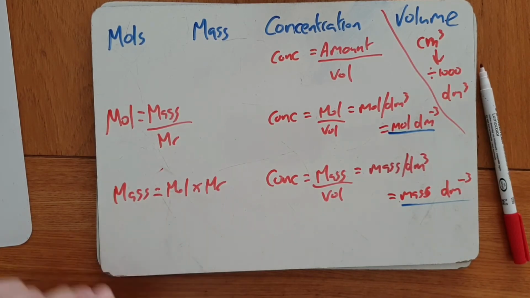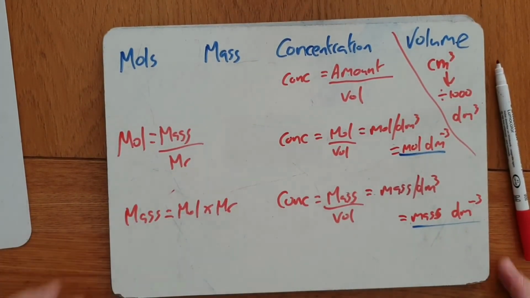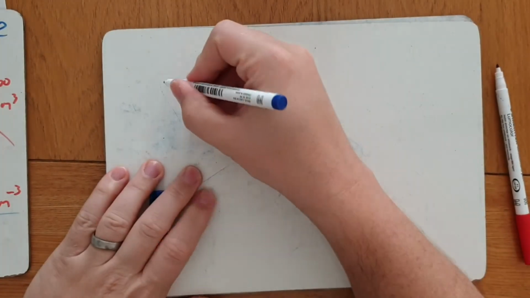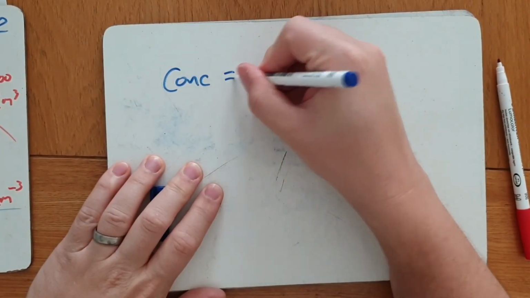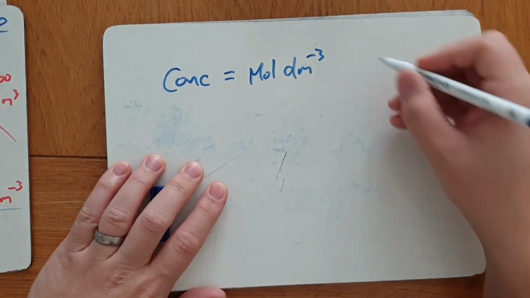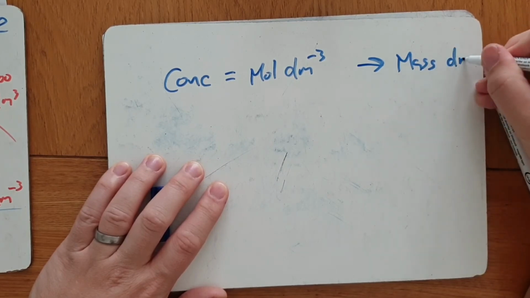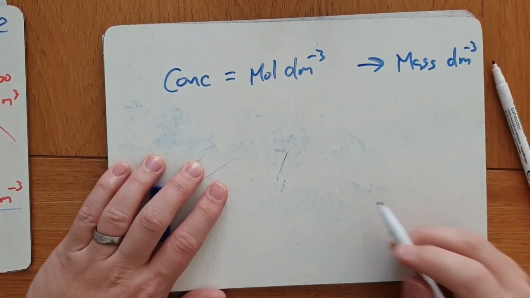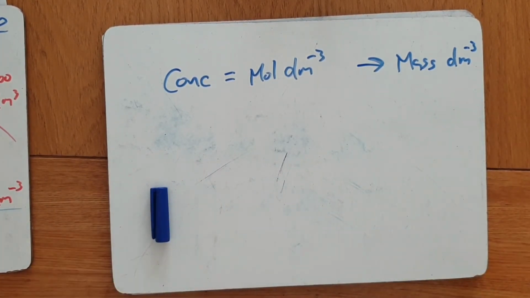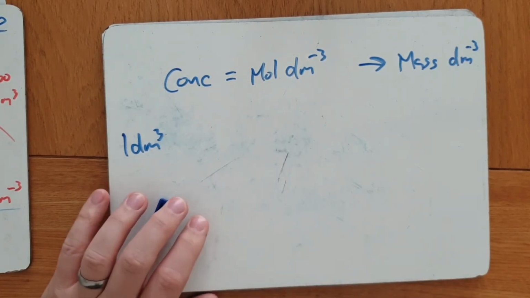The final thing which they could do is, they might just give you the concentration. They might give you the concentration in moles per decimeter cubed, and they might ask you to turn it into the concentration in mass per decimeter cubed. If that's the case, just pretend that the volume is 1 decimeter cubed. Pretend you have got 1 decimeter cubed of something.